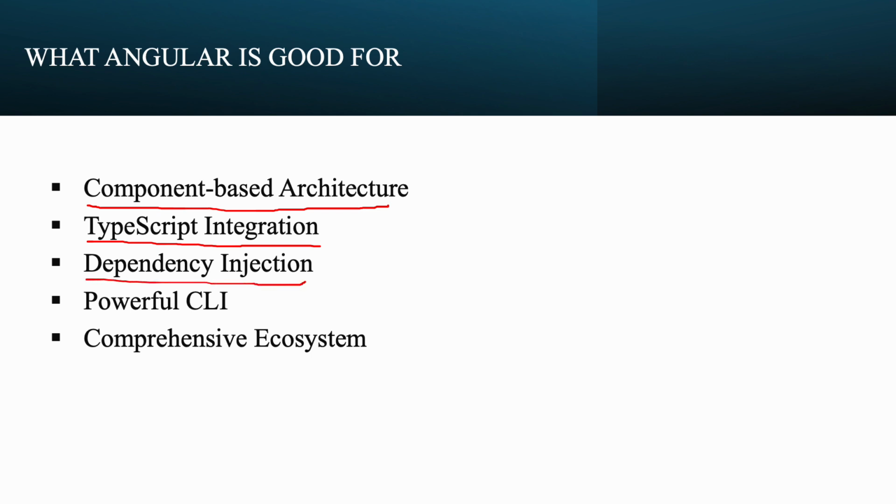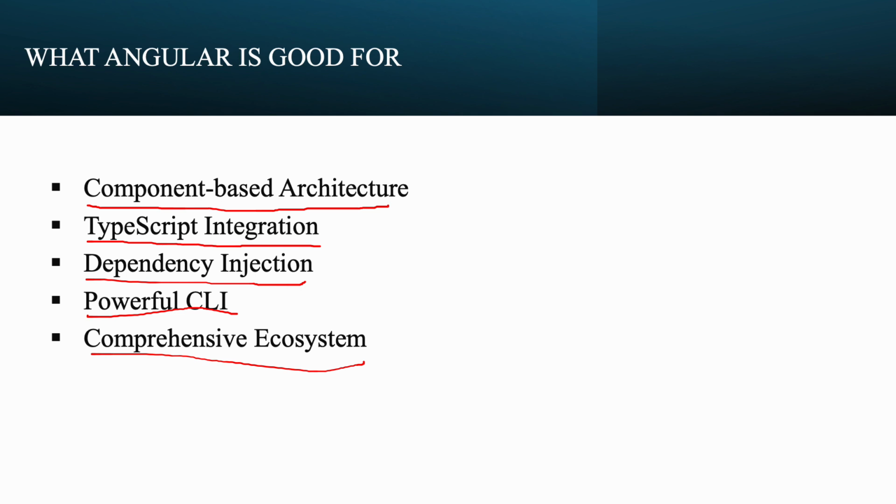Dependency injection. Angular has its own built-in system for handling dependencies, which means it's easier to manage the different parts of your code that rely on each other. This makes it simpler to test your code and keep it in good shape for the long term. Powerful CLI. Angular CLI is like a magic wand for developers. It helps create, build, test, and deploy Angular applications with just a few commands, making the whole development process much smoother and faster.